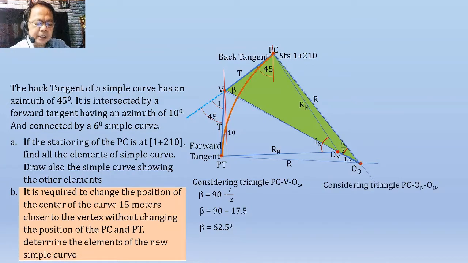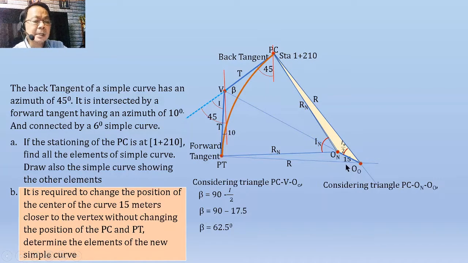Now, considering this triangle P sub C, O sub n and O sub O, from here up to this point and up to that point, kulayan natin itong triangle na ito. You can find that in the triangle there are elements that are already known, like this angle, which is equal to 1 half of I, and the movement of the center, which is 15. And so you have here a triangle having two sides given and the included angle.